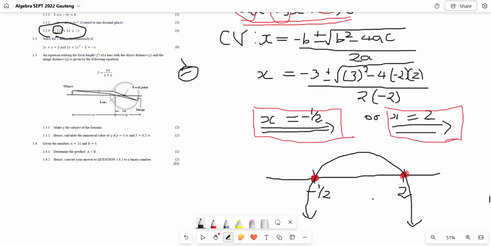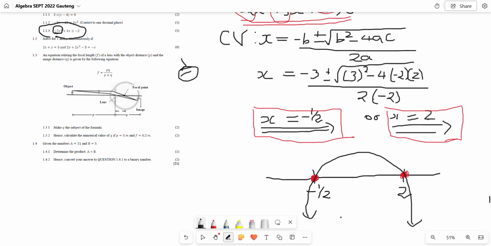As far as the shading is concerned, how do you know where you are going to shade? You go to the inequality. The inequality says greater. The word greater means bigger. The word bigger means larger, and the word larger means positive.